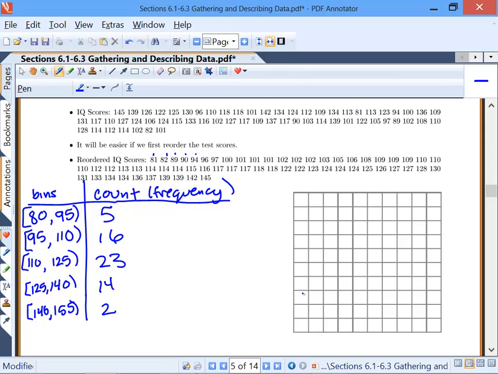Once I have that, then I come over to my graph and I just need to start labeling. So we have 80. I think I can go 2 spaces. 95, 110, 125, 140, 155. And I need to label my axis. I'm going to go with a scale of 3.